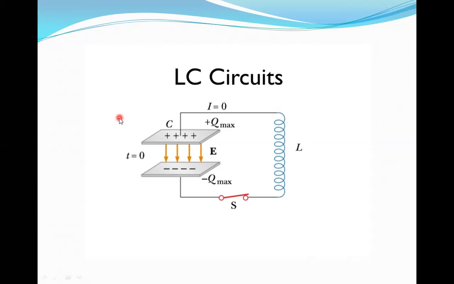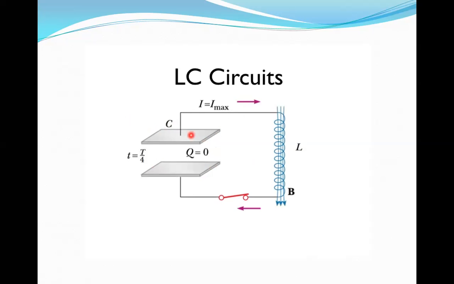This plate is charged with plus and this is with a minus. This is minus Q and this is plus Q, and at time t equal to 0 we can say I is equal to 0. Okay, this is the first one, and at time t equal to T by 4 the charge will be 0, whereas we can see that there is a magnetic field generated across this particular condenser.